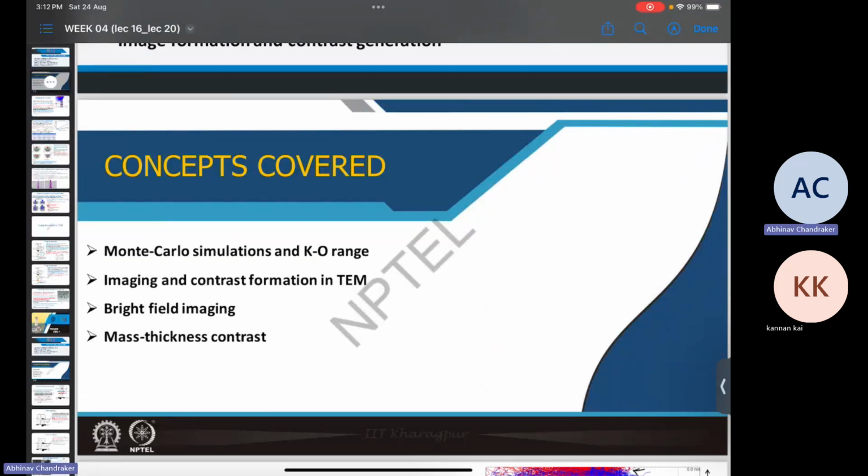In the previous week, Sir had covered Monte Carlo simulations so that you can get to know all the possible trajectories of the electrons once they interact with the material. And this is relevant for SEM because there you have bigger samples. So you want to know the interaction volume present in the sample where the interaction of the incoming electron and the material happens.